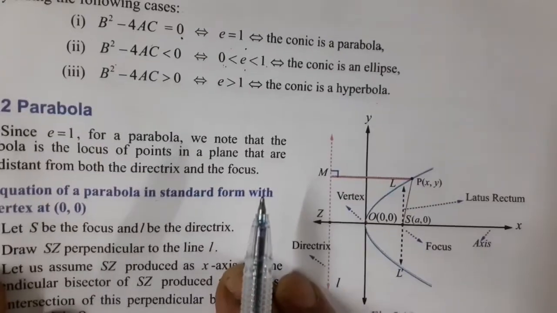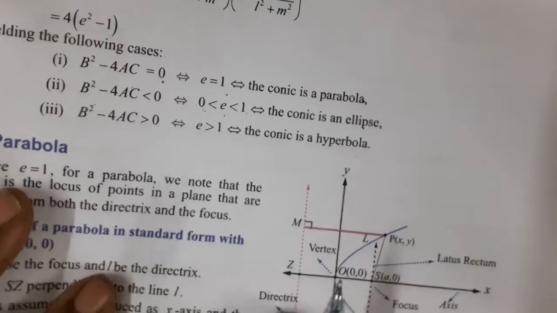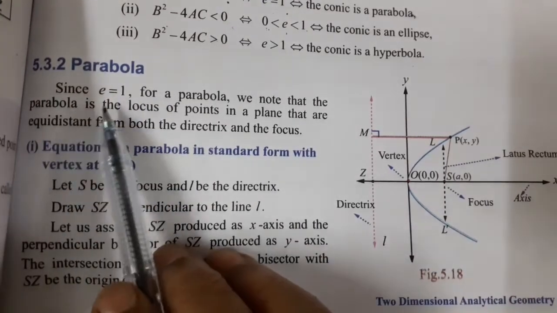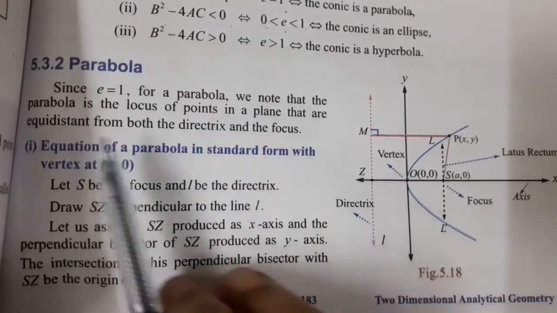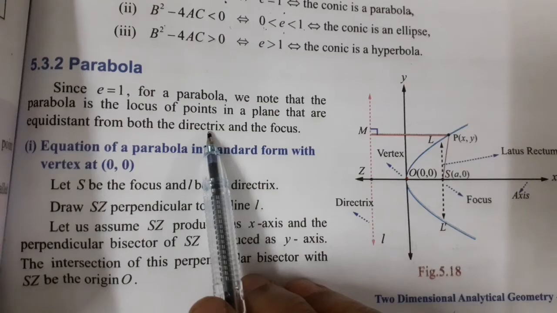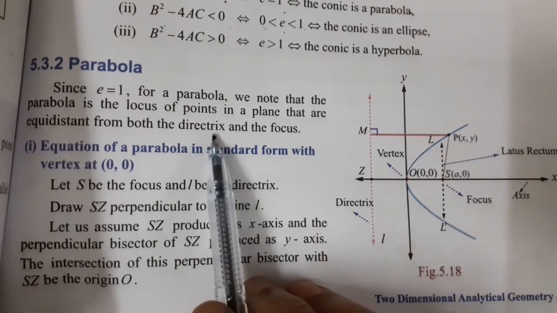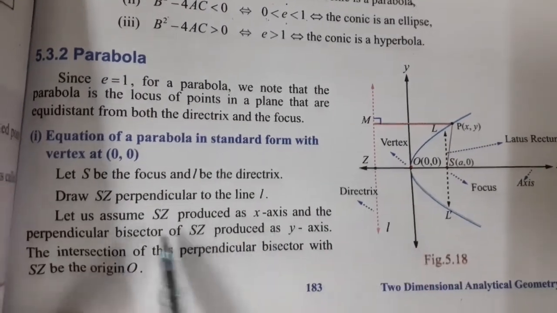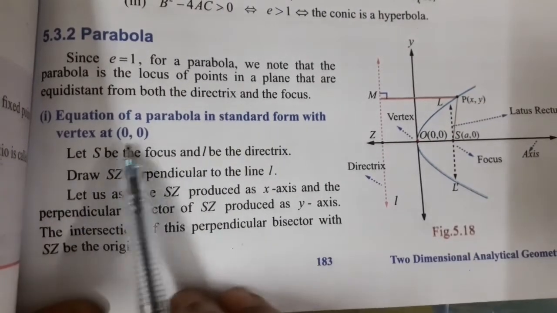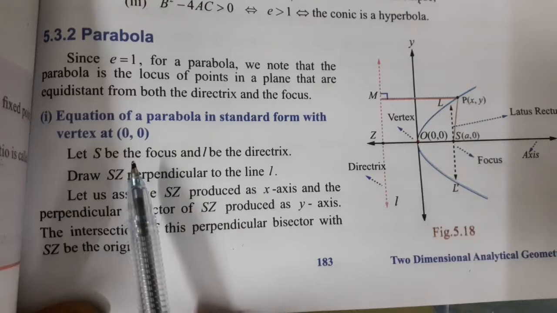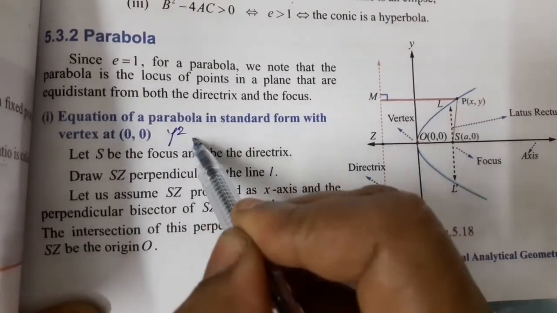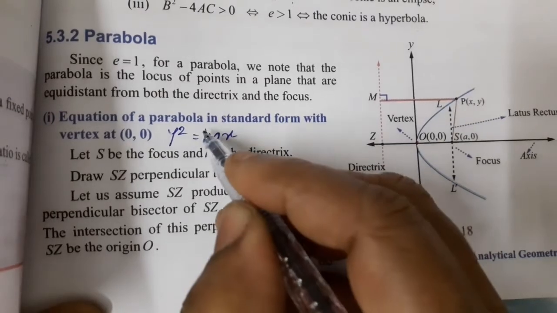Now in this class we will mostly learn about the parabola. See the diagram of the parabola. Since E equal to 1, a parabola is the locus of a point in a plane that is equidistant from the directrix and the focus. The equation of the parabola in standard form with vertex 0, 0 is y square equal to 4ax.